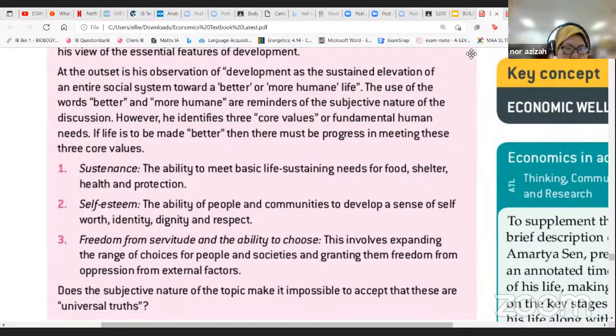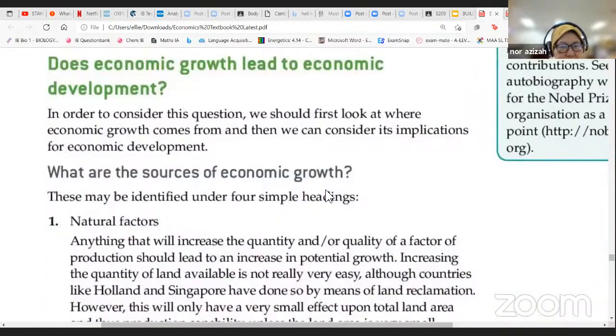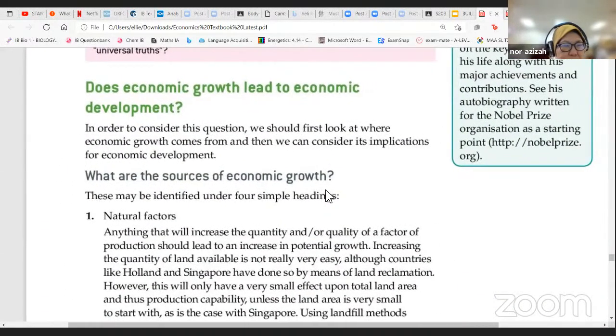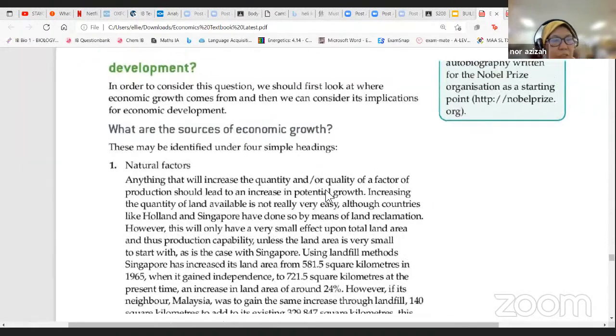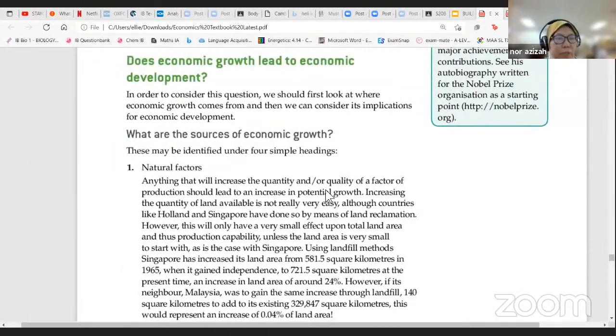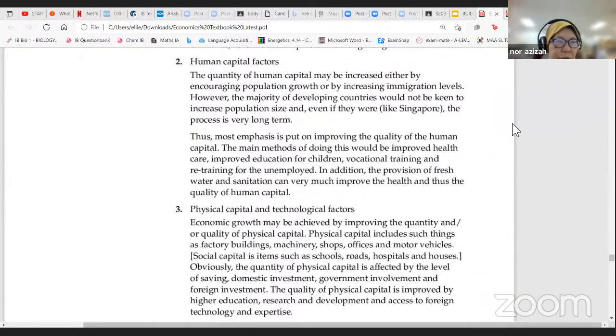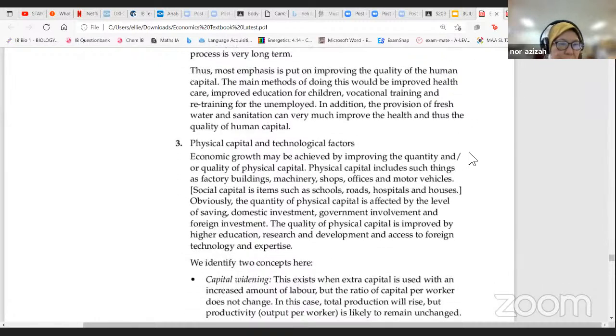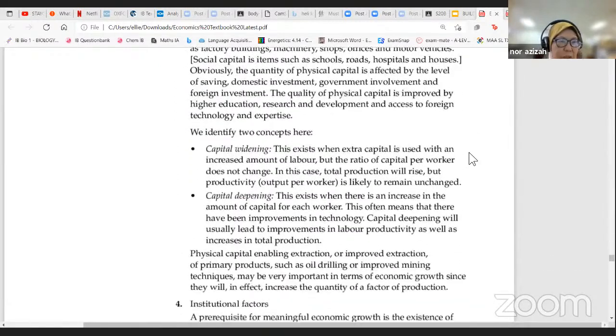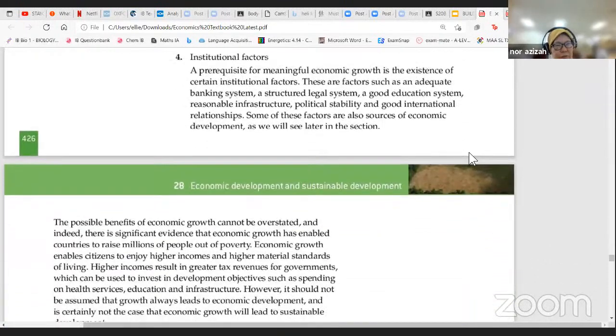Okay, so let's go down a bit on the factors or sources of growth. Talking about the factors that may actually promote growth. The first one we have is natural resources. Then the second one, teacher will go through later, is human capital, and then physical capital and technologies. Then going down, in terms of the institutional framework.